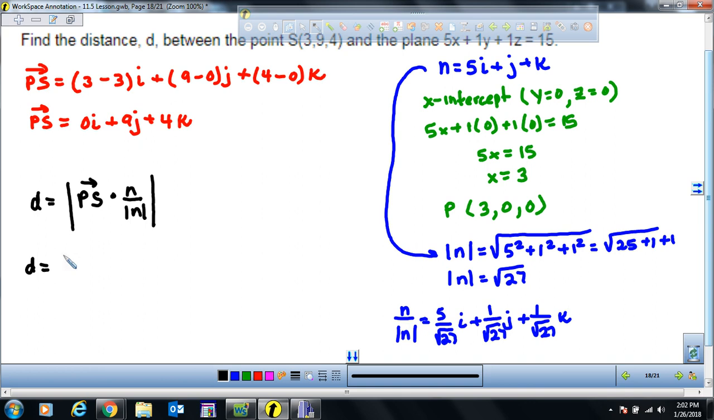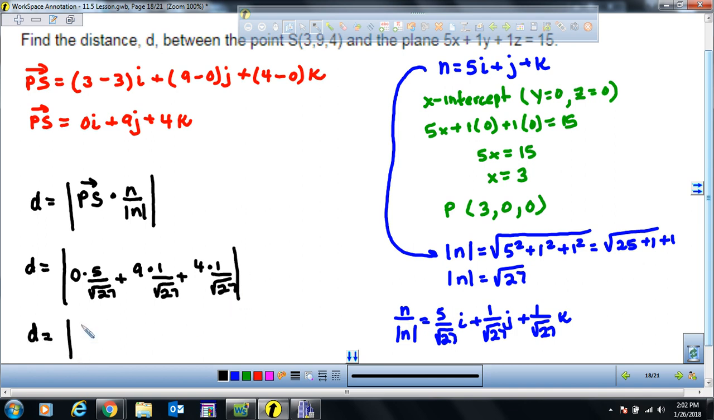Okay, so what does it mean by the dot product? It would be that you multiply the i components, the j components, and the k components, and you add the results. So the i components will be 0 times 5 over the square root of 27, plus the j's, 9 times 1 over the square root of 27, plus the k's, 4 times 1 over the square root of 27.